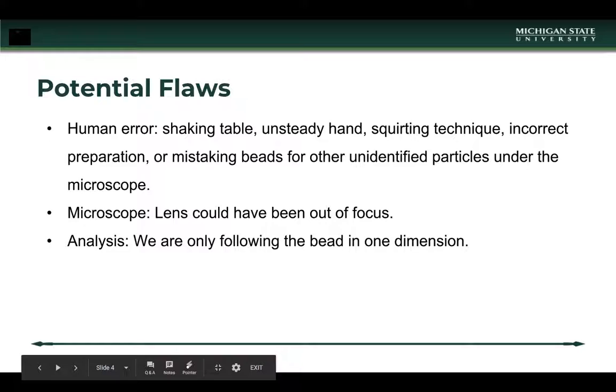We made sure to use the same person each time to perform the squirting part of our experiment for consistency, and ensure we were holding the pipette straight up and down every time for precision. The clarity of the microscope and our viewing method could be improved in future experiments.